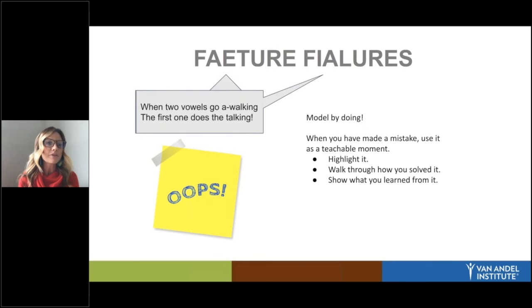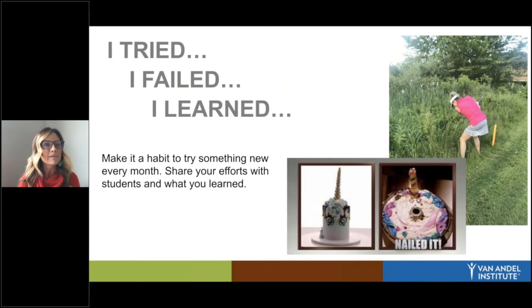We know that when two vowels go walking, the first one does the talking. So we can talk through that in our spelling, and then we can make those necessary fixes to our title. We know that it is feature failures. So again, model by doing, highlight it, walk through how you solved it, and show what you've learned from it. Really, really important. Another strategy to use in building that culture and mindset is the I tried, I failed, I learned.